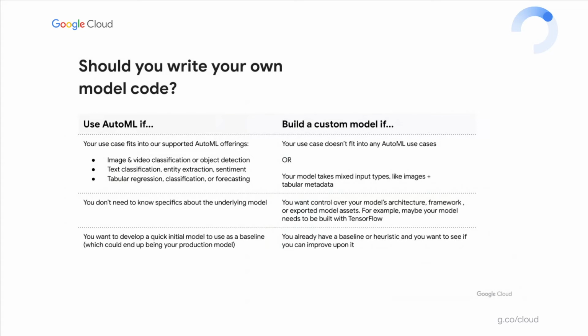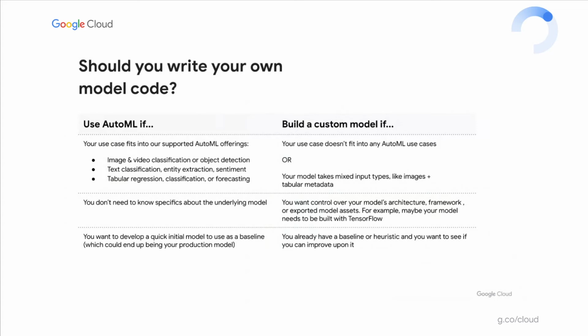If your use case doesn't require that you know specifics about your underlying model, like the architecture that was chosen, AutoML is a great choice. And you can build a custom model if you need more control over your model's architecture or the machine learning framework that was used to build it.